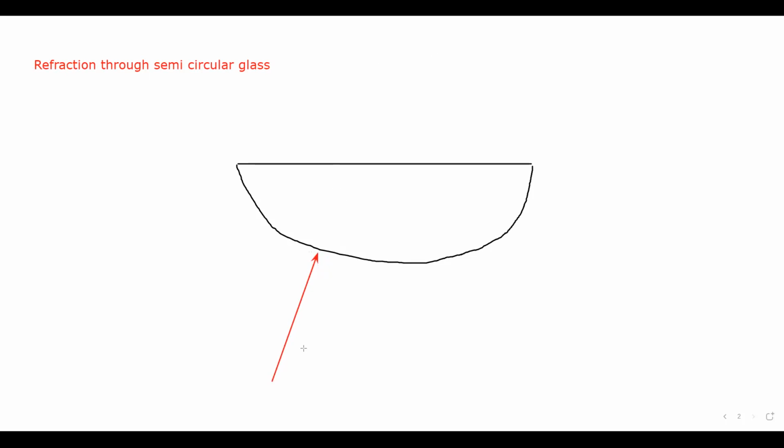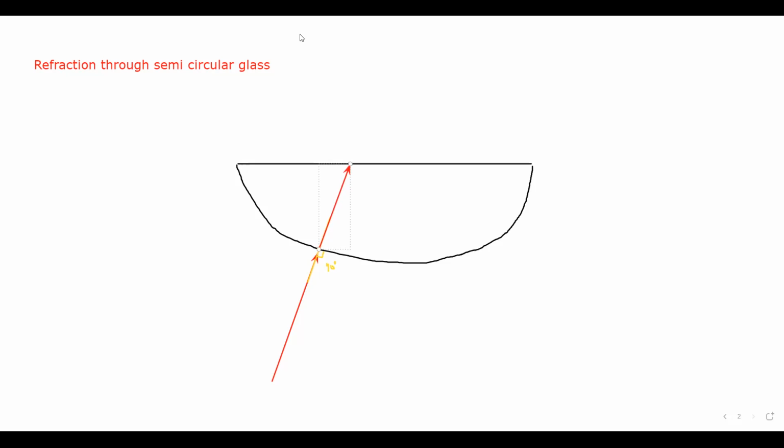So if I draw it, the normal will be the same as the direction in which the ray enters, because you can see that it is making 90 degrees to the surface. So when the ray is passing along the normal, it only changes the speed. It does not change the direction. So in this case, moving from air to glass, we will observe only the change in speed, but not the change in direction.